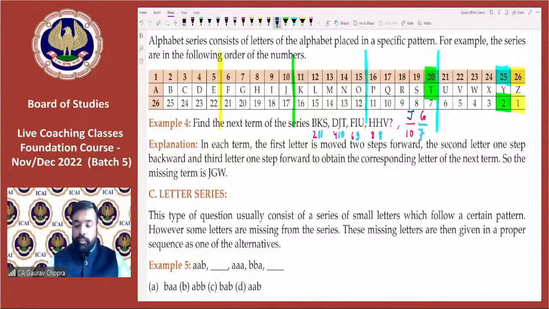Then the next one, S. S is on 19th position. T is 20. U is coming on 21. V is coming on 22. So this time series is 19, 20, 21, 22. So next will be 23. And at 23, what is the letter? It is W. So J, G, W will be the next answer.